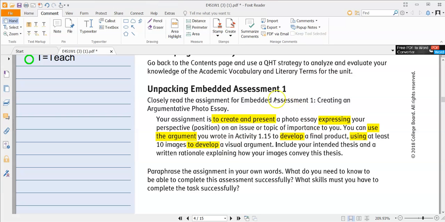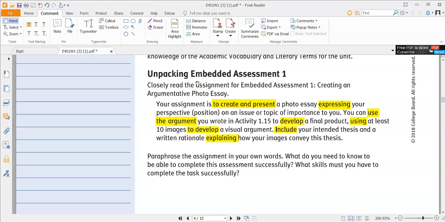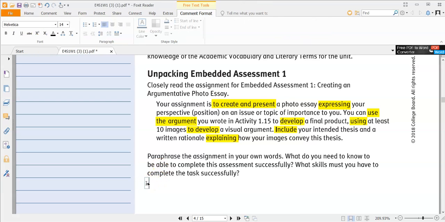Include your intended thesis and a written rationale explaining how your images convey this thesis. So, let's make a brief summary of the things we're going to need to do or know how to do. First of all, I'm going to make this font a little bit smaller.